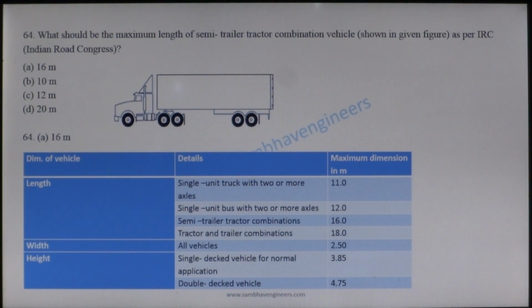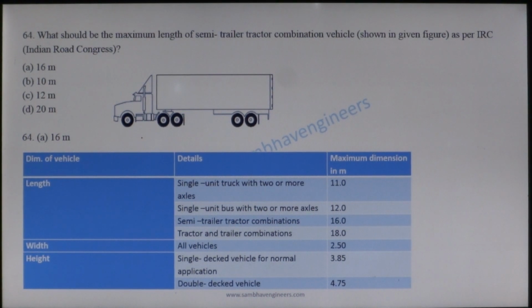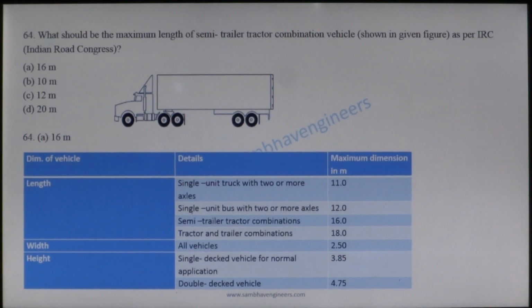Indian Roads Congress has fixed the maximum length, width and height of the vehicle according to the type of vehicle. In this case, the length of the vehicle for semi-trailer tractor combination is 16 meter. So the correct answer is option A, 16 meter.